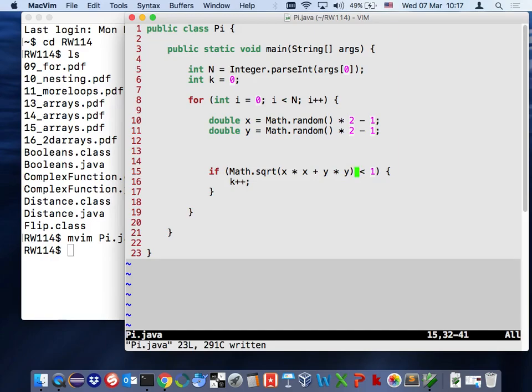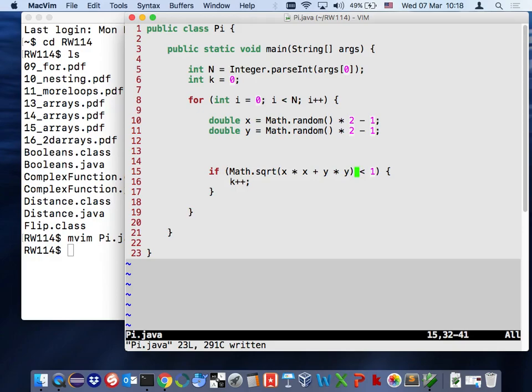Okay. Now, x can be from -1 to +1. Y can be from -1 to +1. But x squared is always positive, isn't it? And y squared is also always positive, isn't it? So I'm taking the square root of a positive number, which is good. I don't want to take a negative square root.